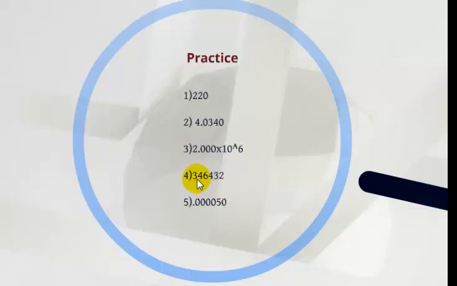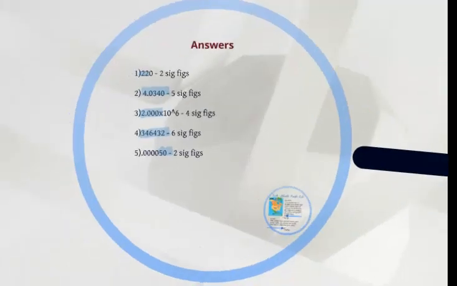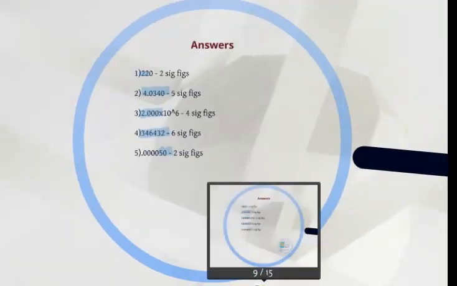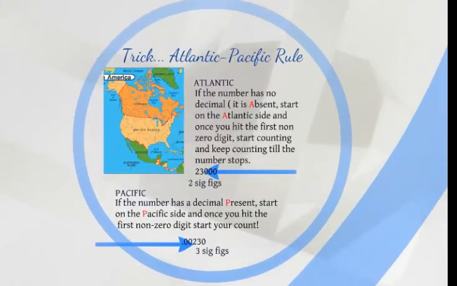Here, all non-zero digits, 1, 2, 3, 4, 5, 6 sig figs. Here, this is a trailing 0 to the right of the decimal. It counts. The 5 counts, but that's it. There's only 2 sig figs there. All of these are just placeholders. Okay, so here's the answer. And then I'm going to give you a shortcut.